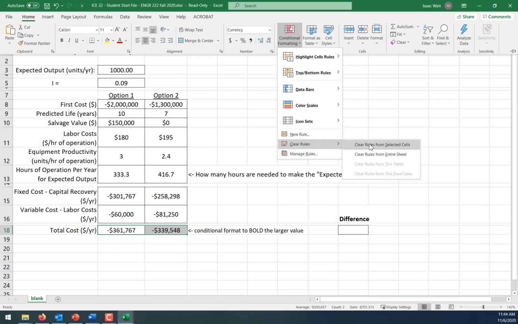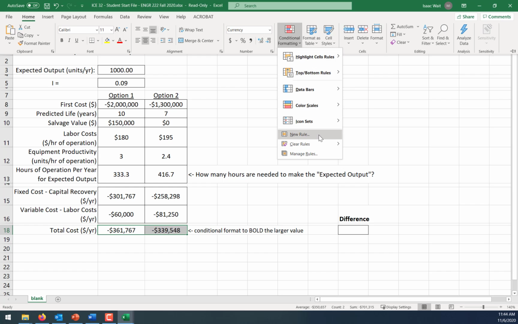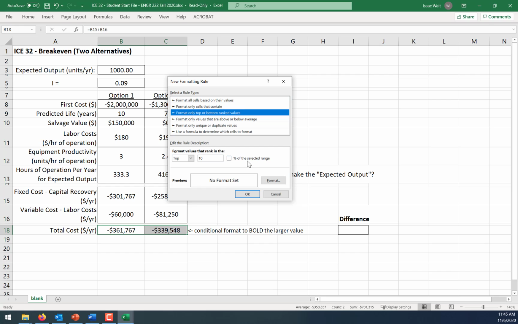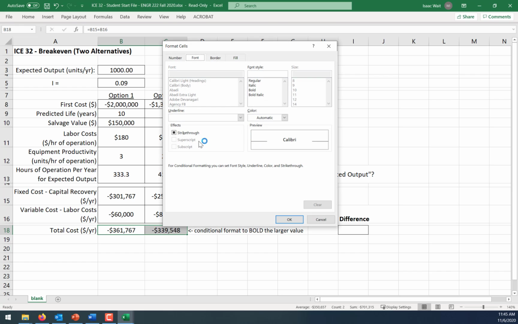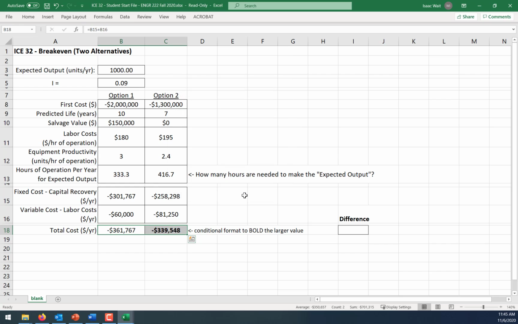Conditional formatting. I'll clear the rules and set it up again. Oh, I know. I never told it what to do. So it's going to be the top one, but then I have to tell it what to do. Now in the format is where I can tell it to bold the one that is the highest. Hopefully now we will see, yeah, okay. So the best one gets bolded.